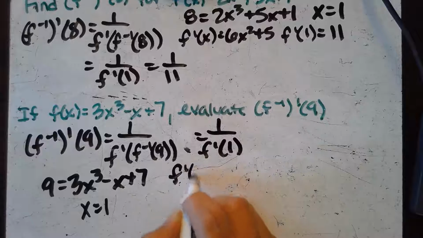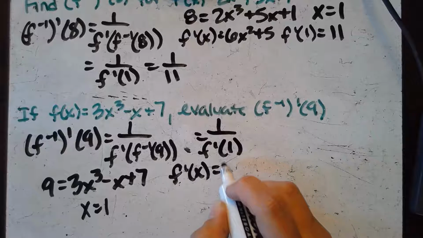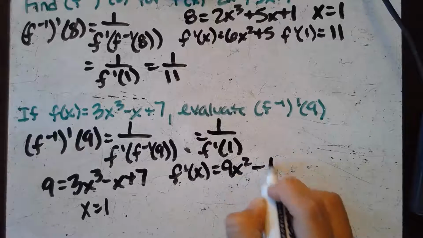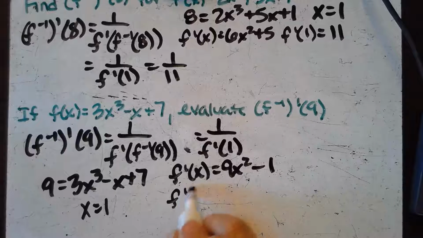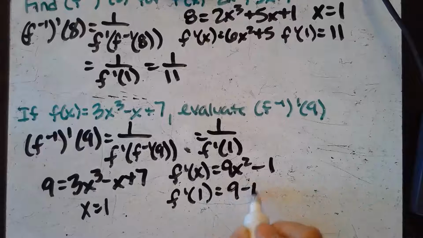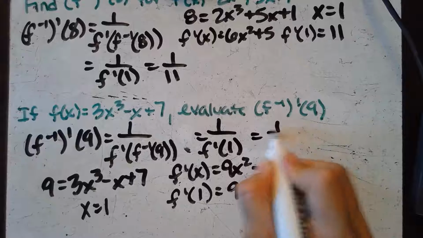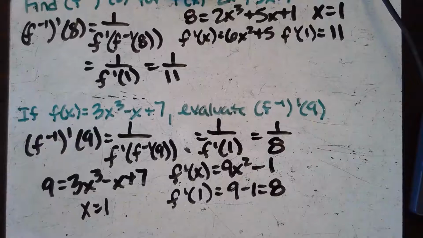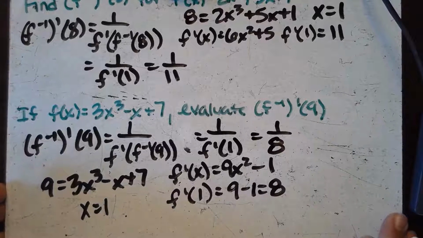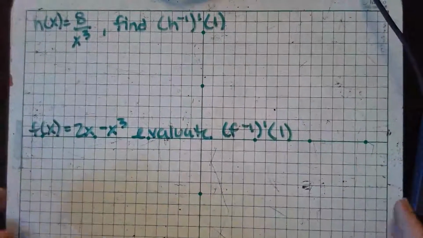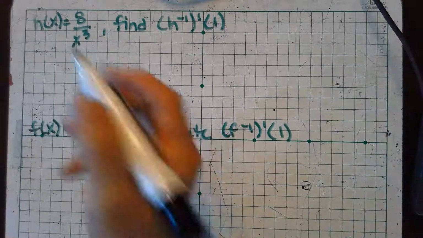Okay, so if I find f prime of x, that's going to be 9x squared minus 1. So f prime at 1 is going to be 9 minus 1, which is 8. So this is 1/8. Give yourself a pat on the back if you got that correct. And we're essentially just doing the same thing. We're going to come across different functions, so I want to make sure that we hit all the functions.